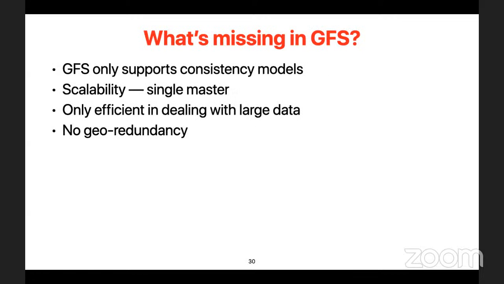All right, but is the Google file system the best file system? Apparently not. It only supports a very relaxed consistency model. Scalability, the single master, as we mentioned, was an issue. Even Google itself agreed that's an issue. And it's only efficient in dealing with large data. And even the editor asked the question, they can only say, yeah, it doesn't work out. So we need a different one.